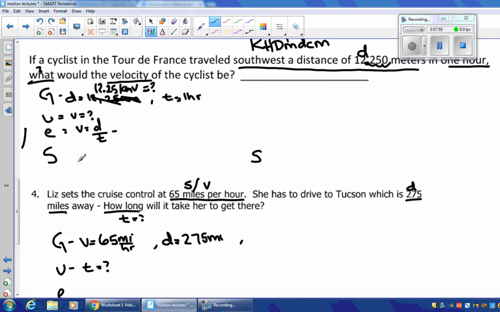So V equals, what was our displacement? 12.25 divided by our time. This is kilometers. And our time was how many hours? 1 hour. That's pretty easy math, right? There's 12.25 divided by 1, put it in your calculator, and then solve over here. We get 12.25 kilometers per hour. You're done with that. Look at that.